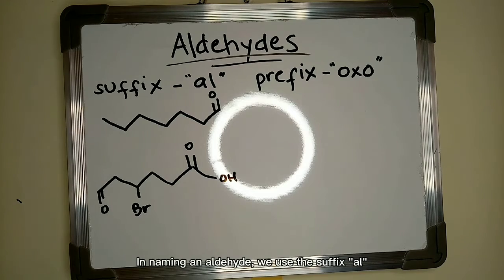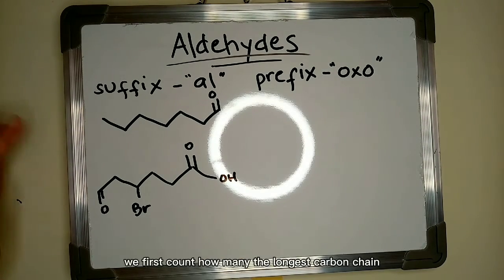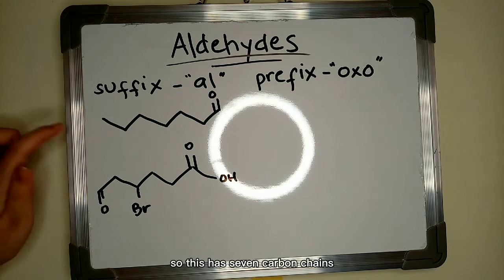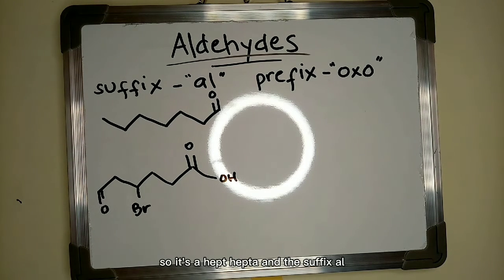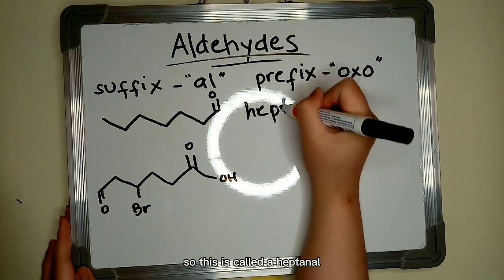In naming an aldehyde, we use the suffix "al" if it is a parent chain and the prefix "oxo" if it is a substituent. So here in our example, we first count the longest carbon chain. This has 7 carbons, so it's hepta, and with the suffix "al", this is called heptanal.